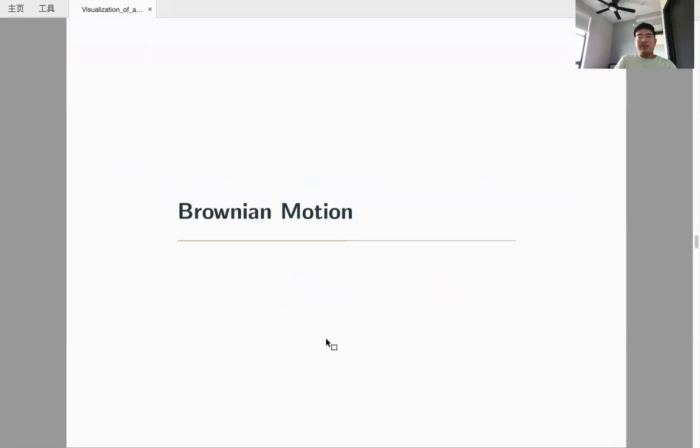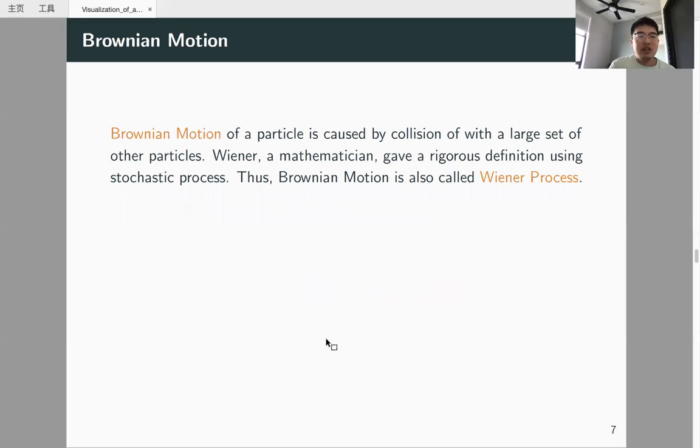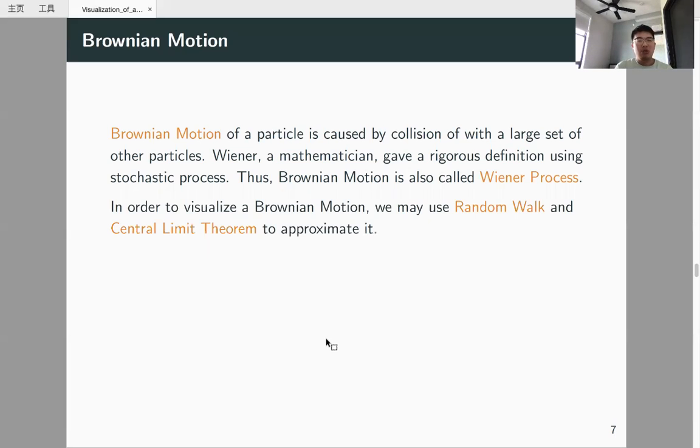Okay, so the next part is the Brownian motion, because, of course, our project is visualizing a Brownian motion. So Brownian motion is also very important. Brownian motion of a particle is caused by a collision with a large set of other particles. It's a natural phenomenon, but Wiener, a mathematician, gave a rigorous definition using stochastic processes. So Brownian motion is also called the Wiener process. In order to visualize the Brownian motion, we may use a random walk and the central limit theorem to approximate it.